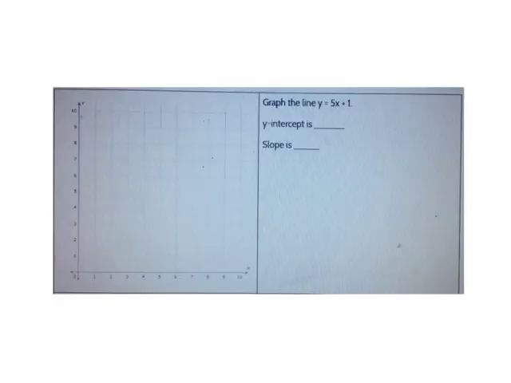Graph the line y equals 5x plus 1. In this line, what's the y-intercept? The y-intercept is 1. What's the slope of the line? The slope is 5. What's the first point I could graph using the y-intercept? The y-intercept is at 0, 1.